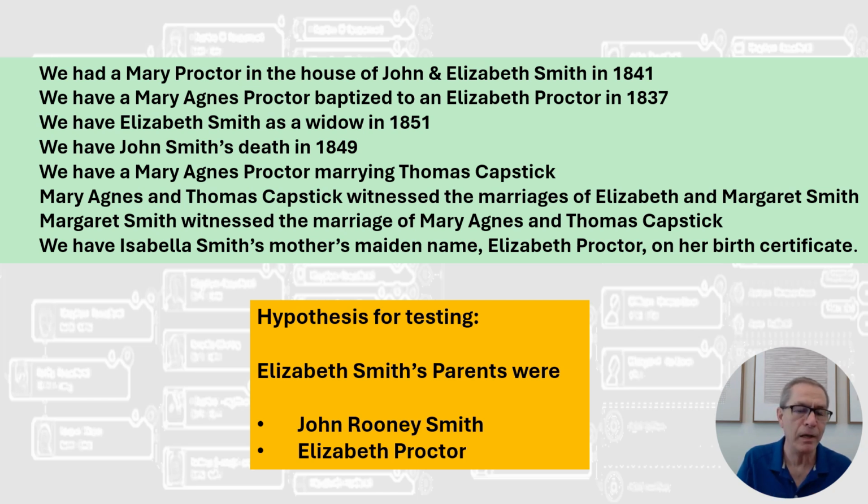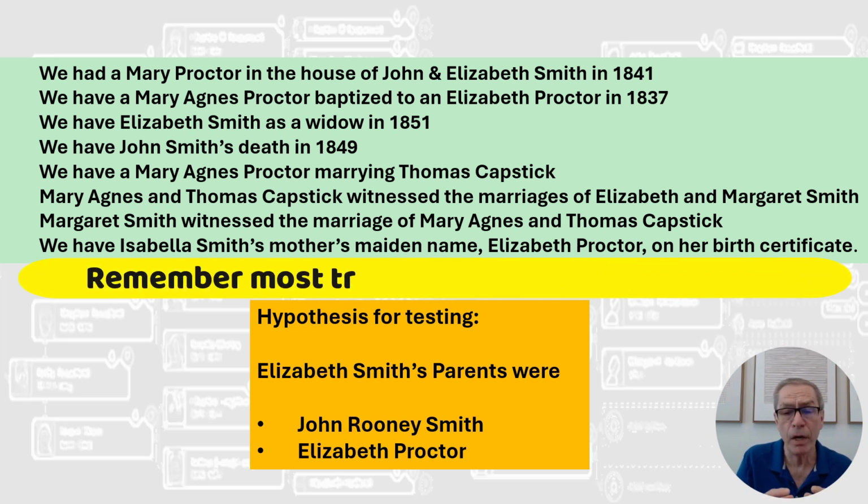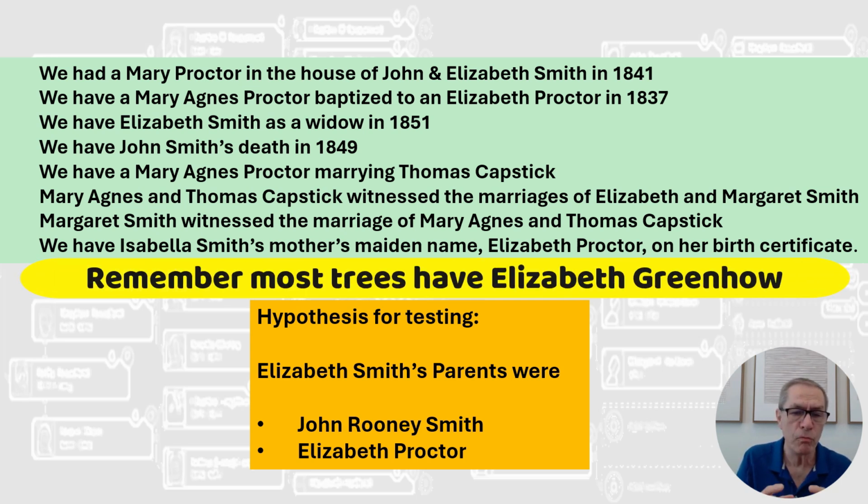Margaret Smith also witnessed Mary Agnes and Thomas's marriage herself. And then finally, to bring it all together, we have Elizabeth Smith's mother's maiden name, Elizabeth Proctor, on a birth certificate. So we can now begin hypothesis testing. The hypothesis would be that Elizabeth Smith's parents, and subsequently my great-great-great-grandparents, are John Rooney Smith and Elizabeth Proctor. Now I need to document this and fairly test this hypothesis.